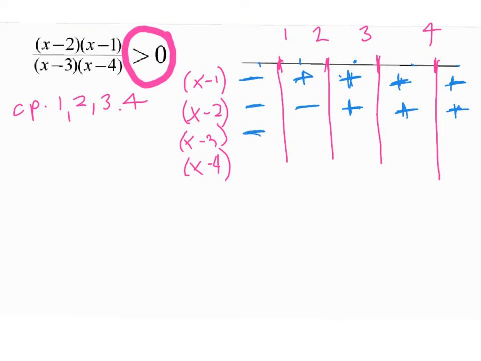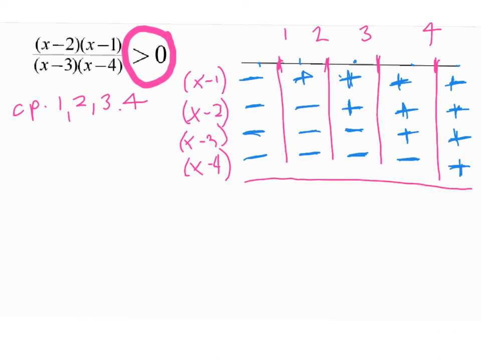0 minus 3 is negative. 1.5 minus 3 is negative. 2.5 minus 3 is negative. 3.5 minus 3 is positive. 5 minus 3 is positive. 0 minus 4 is negative. 1.5 minus 4, 2.5 minus 4, 3.5 minus 4, 5 minus 4. Okay, so this is good. Now I have all of my pluses and minuses.